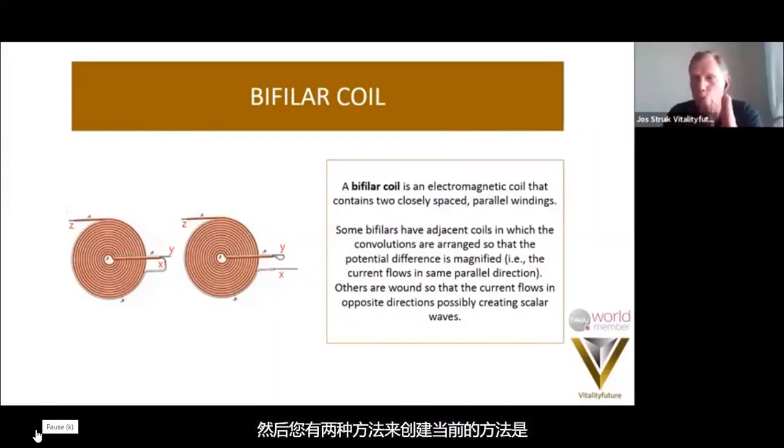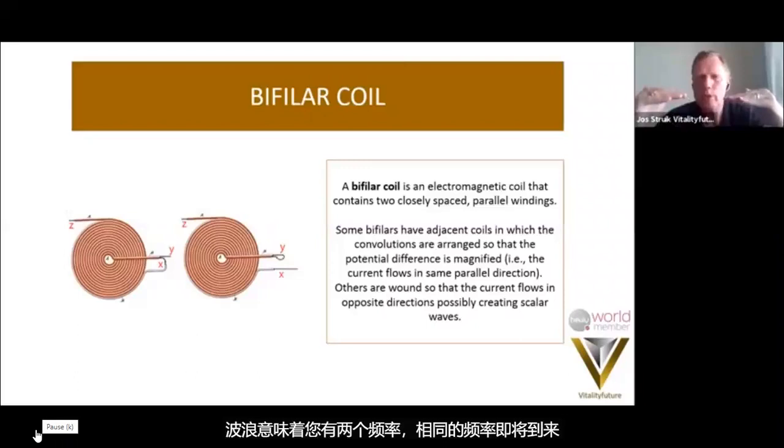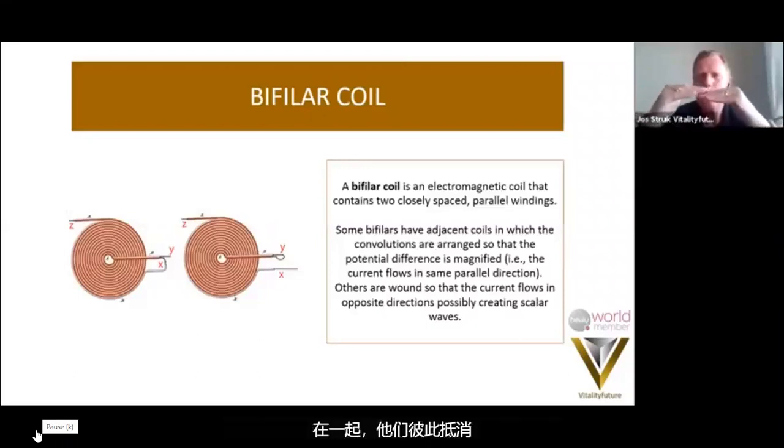And then you have two ways of creating a current. One is if they are different, then they magnify the current. The other way is if they are parallel, then you get scalar waves. Scalar waves mean that you have two of the same frequencies coming together, and they neutralize each other. And they become independent of space and time. And that is what we do with Healy resonance.